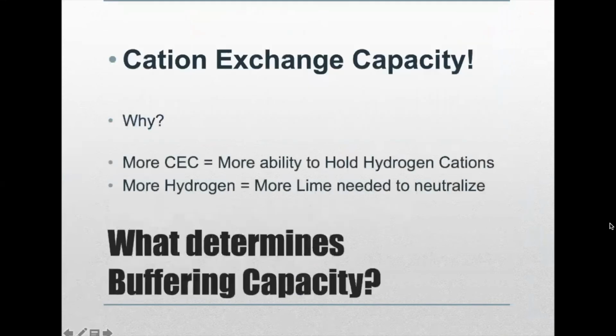So now I want to get into a term called cation exchange capacity. Let's dissect this word a little bit. Cations are positively charged ions. Anions are negatively charged ions. So cation exchange capacity, or CEC, is a measure of how many cations can be retained on a soil particle surface. CEC can determine buffering capacity because more CEC results in more ability to hold hydrogen cations, and more hydrogen equals more lime needed to neutralize the soil.